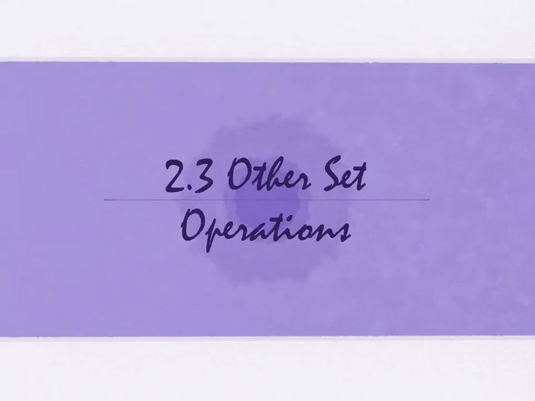2.3, we're going to take a look at some other operations. So far the only operation that we have had has been the operation of complement. So we're saying A complement is everything in the universal set, not in A. So we have a few more that we're going to take a look at, 3 in fact today.